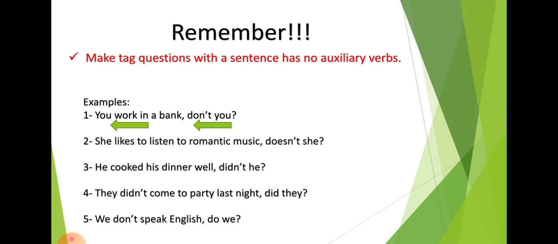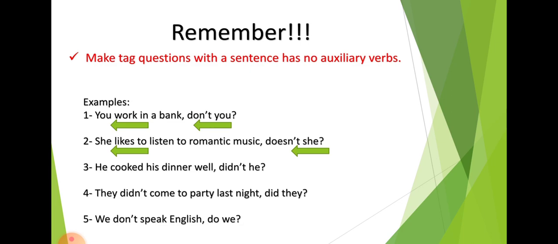Move to sentence number 2. She likes to listen to romantic music. The main verb is likes, and it is in present simple. So the tag question is in present simple, but because the sentence is positive, the tag question must be negative.